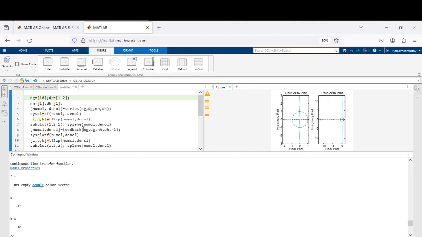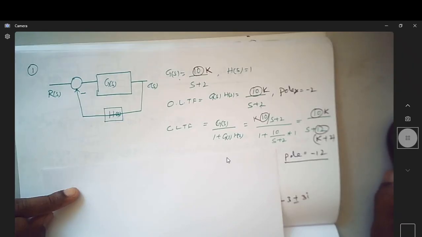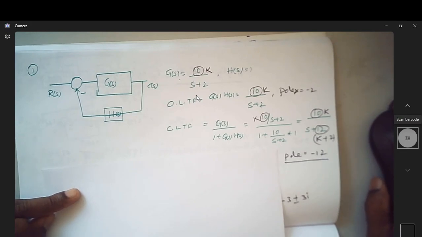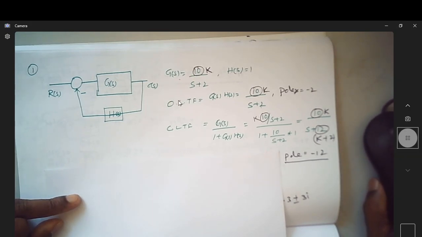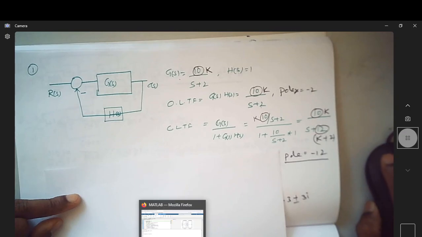Okay, this is the MATLAB code which is representing the numerator of G, which is 10, and the denominator of G, which is s plus 2. I hope all of you have written this transfer function. Please pause this particular video now. Please write the open loop transfer function and closed loop transfer function, as it is being written here. Then after you write it, let us proceed. So let me go here.